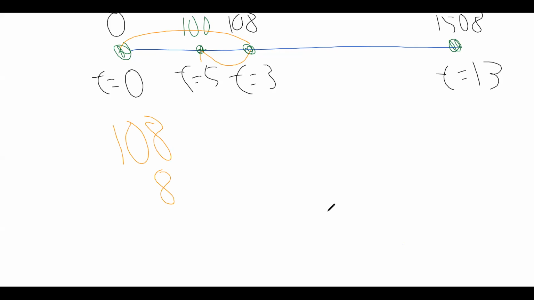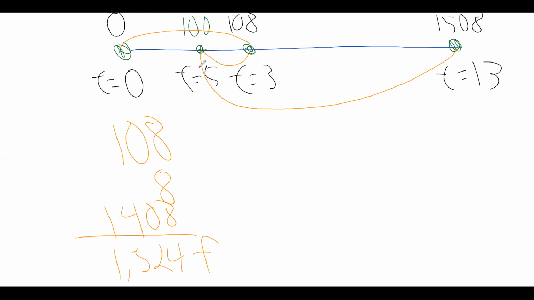And then from t equals 5 seconds to t equals 13, we went from 100 feet to 1508 feet. How far is that? Well, that's 1408 feet. And adding all of those together, it looks like we come to 1,524 feet as the total distance we traveled.